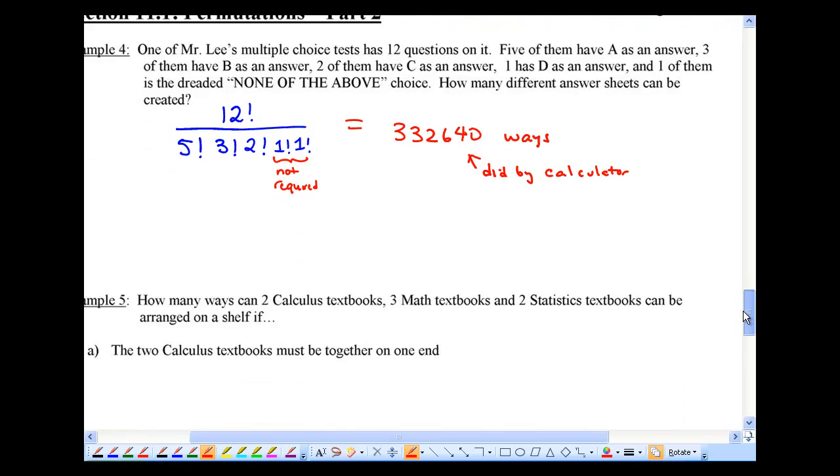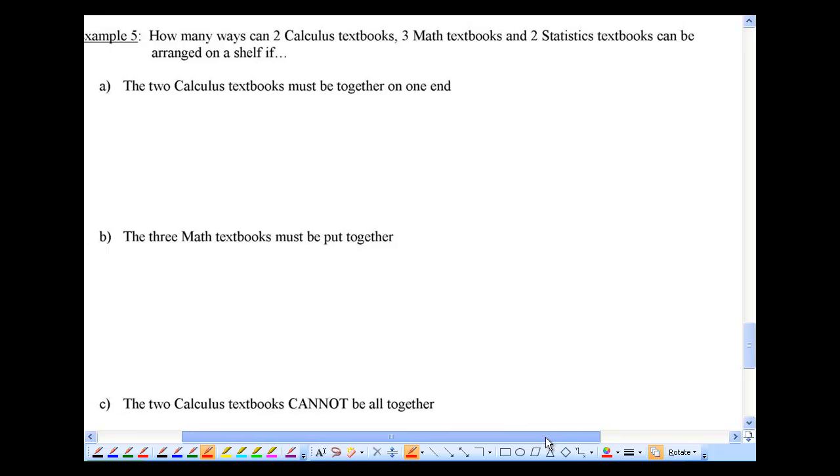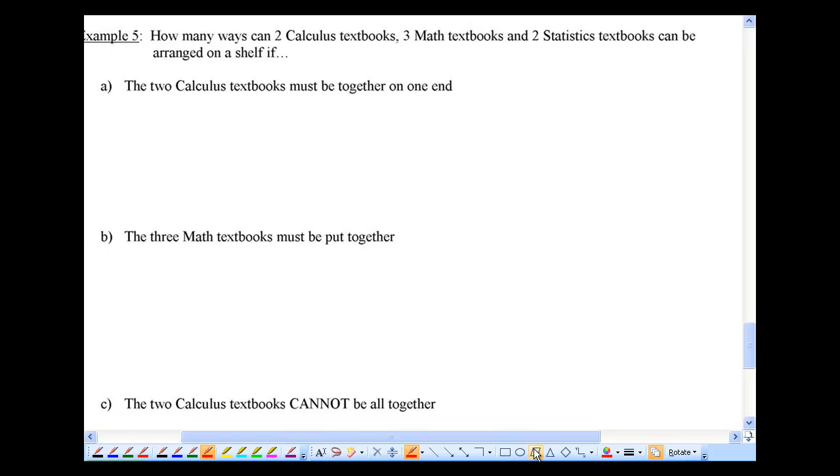Alright, one more example to finish off part 2. You know what's on my shelf? Yeah, that's right. I've got calculus textbooks at home. I've got math textbooks at home. I got statistics textbooks at home. Now just to let you know, these are 2 identical calculus books. Yes, I carry identical copies. 3 identical copies, 2 identical copies, of statistic books.